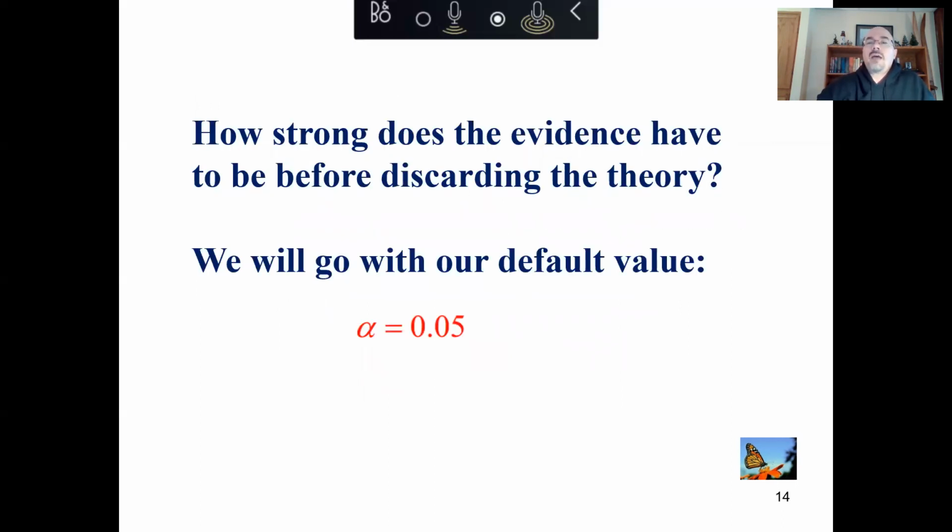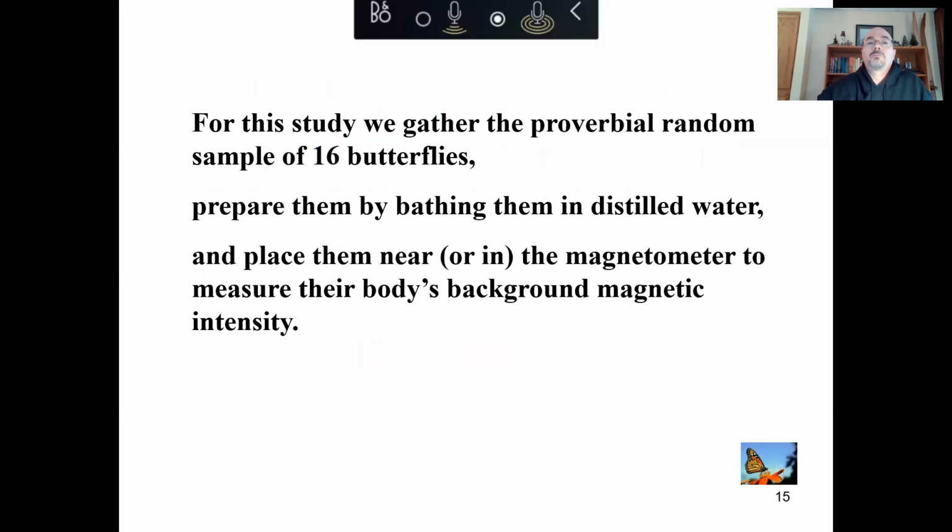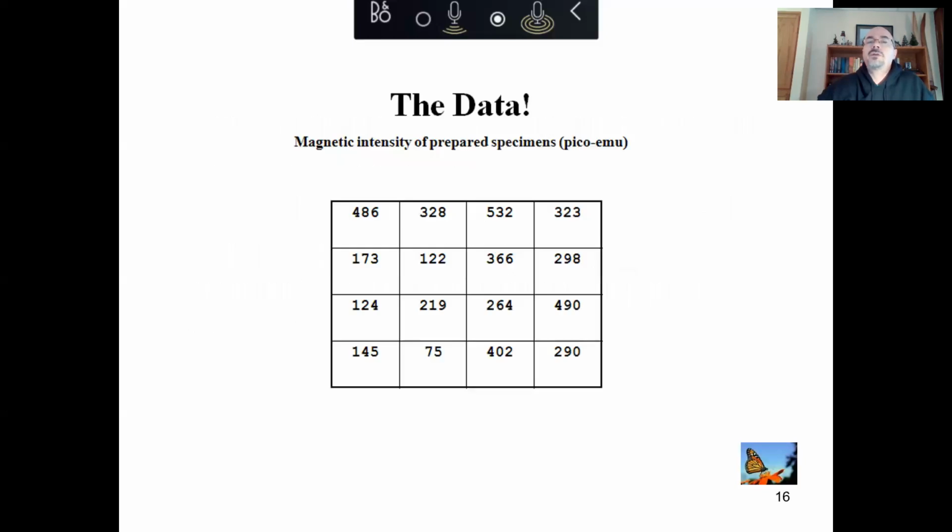How strong does the evidence have to be before discarding the theory? Okay, we're going to go with our default alpha 0.05. Again, that's the one that's going to be used most often. For this study, we gathered the proverbial random sample of 16 butterflies. Prepare them for bathing them in distilled water and place them near the magnetometer to measure their body's background magnetic intensity. Here's our data.